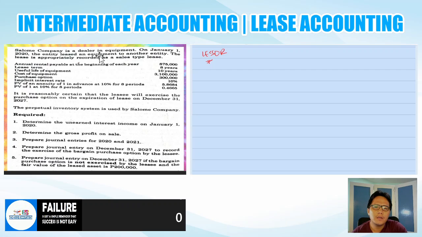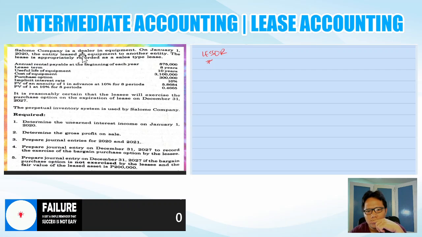Why? Because again, number one, the lessor in this scenario is a dealer in equipment, meaning the lessor is into buy and sell, and as part, maybe, of increasing the volume of sales, yung setup niya is that to sell on installment but under the form of lease. Okay? In form, lease siya, but in substance, sales. So, kakaiba siya doon sa direct finance lease natin. Or rather, yung direct finance lease is hindi natin ma-apply dito kasi nga, dealer in equipment.